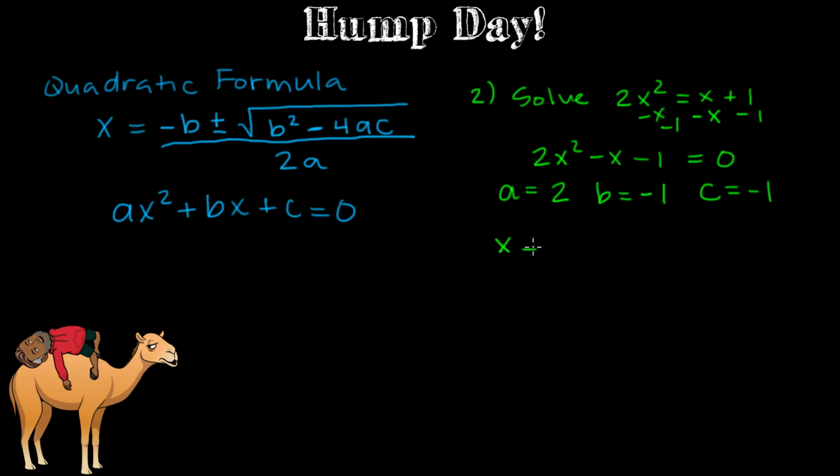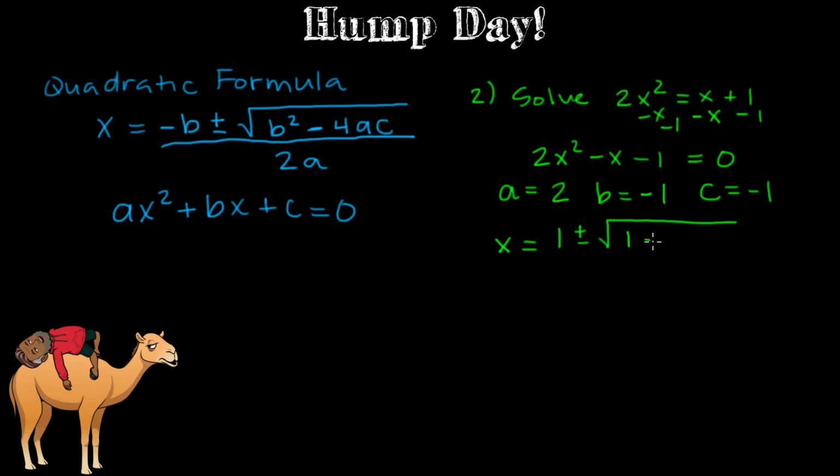X equals the opposite of b. So instead of writing negative 1, I'm going to do the opposite of that, which is just 1, plus or minus the square root of b squared. So I'm going to square that. Negative 1 times negative 1 is just 1.